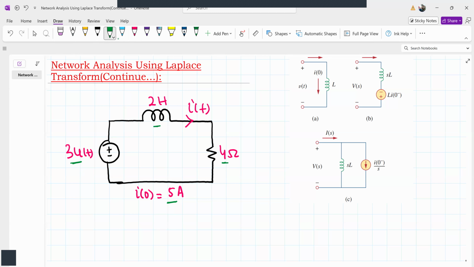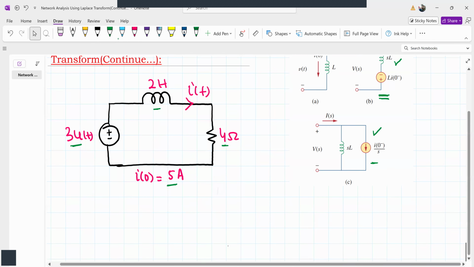Since the initial condition is not 0, i of 0 is not 0. So we'll replace it either by this model or this model, called the series model or parallel model. Whichever model gives you the easiest solution, you'll use that. Because our goal here is to find i of t, this series model will give us the solution very easily instead of the parallel one. We can also use the parallel model, but the series model gives i of t more easily. So we'll replace our inductor by this model.